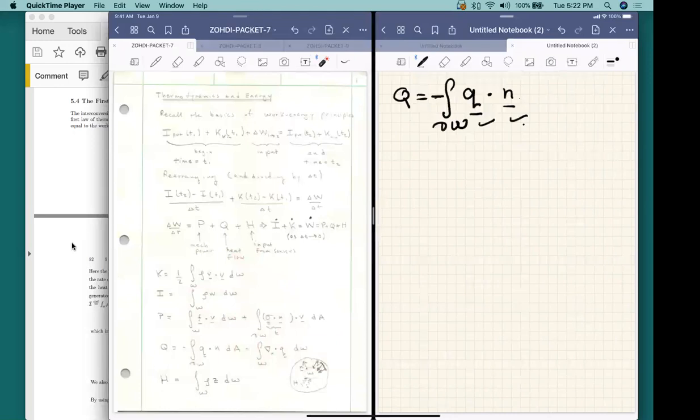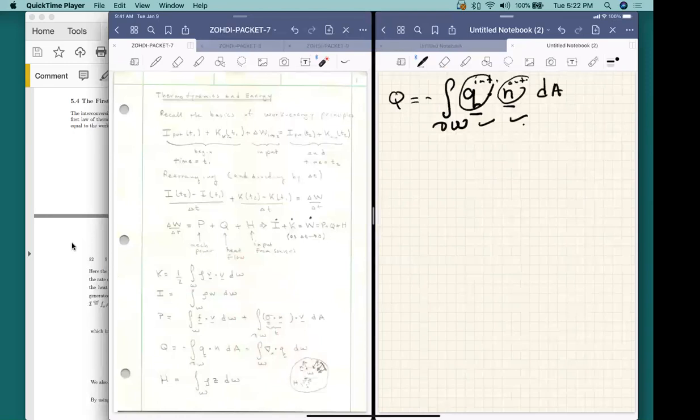So, critical point here, this is the outward normal. This is the inward flux. The outward normal times the inward flux, since they're pointing in opposite directions, I have to multiply times a negative sign, Q, to be able to get the flow into the system. And I integrate all of that, of course, over the little area dA.